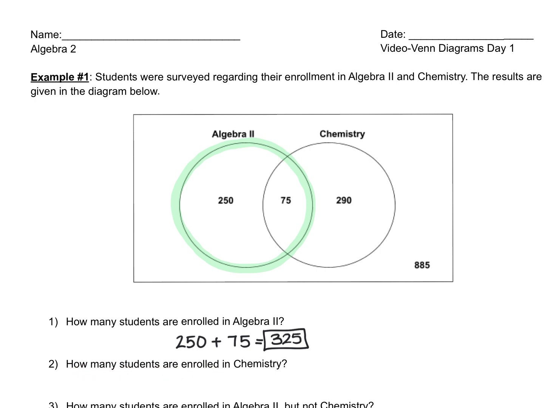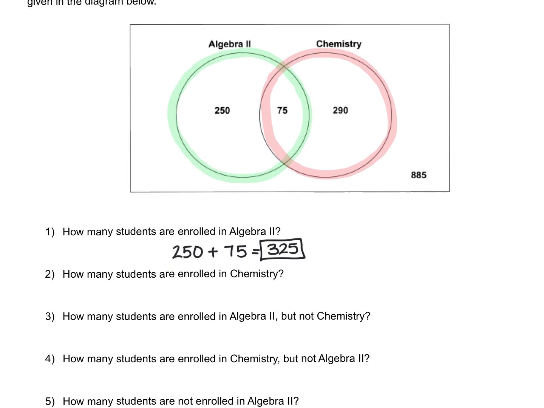How many students are enrolled in chemistry? Well, chemistry would be everything that's inside this entire chemistry circle. So what we're going to do here is add 75 plus 290. And that will give us 365. So again, there's 365 students that are enrolled in chemistry. 290 here and 75 here. Everything that's inside this circle.